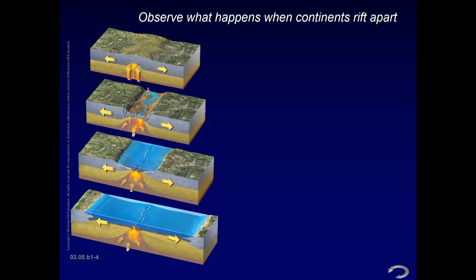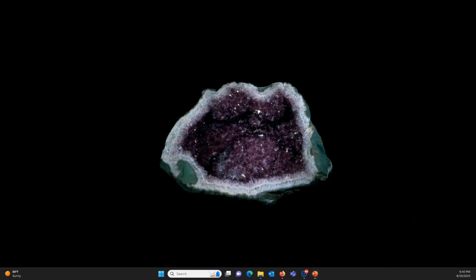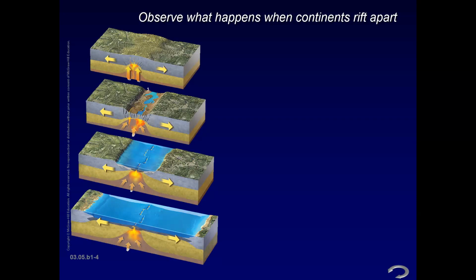This is Chapter 3, Plate Tectonics, Lecture 2. And we will pick up with continental rifting. So we're going to observe what happens when continents rift apart or move apart.